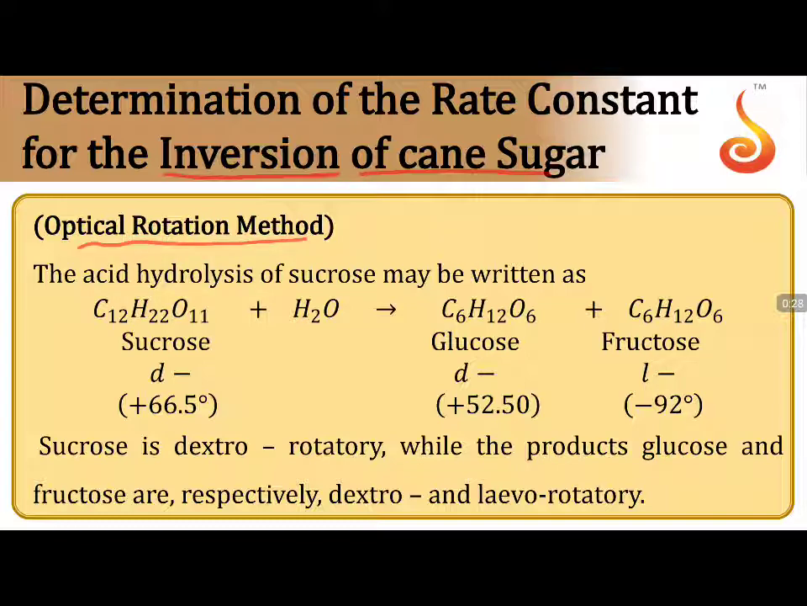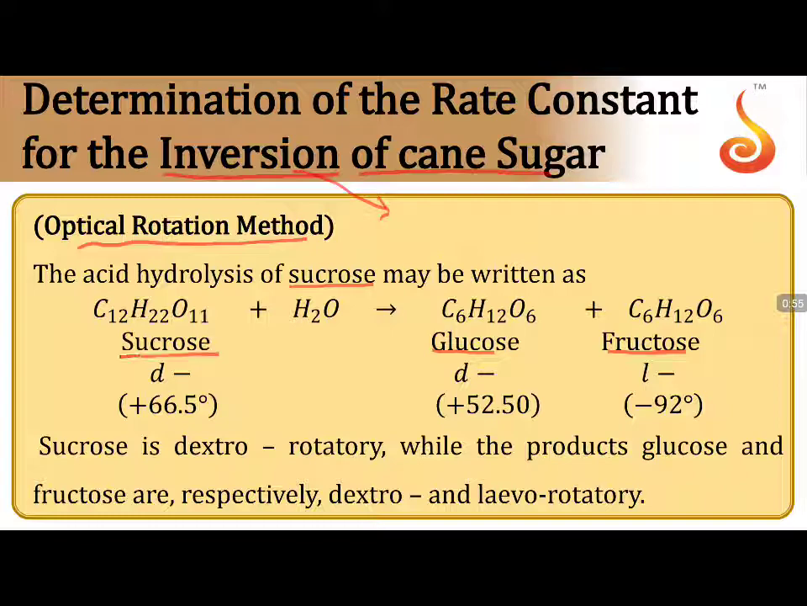Inversion of cane sugar. Why do we call it inversion of cane sugar? These are the 2 points we need to understand. Acid hydrolysis of sucrose. Sucrose is nothing but the carbohydrate which is extracted from sugar cane. So cane sugar is nothing but sucrose. Now the hydrolysis of sucrose gives you glucose and fructose.